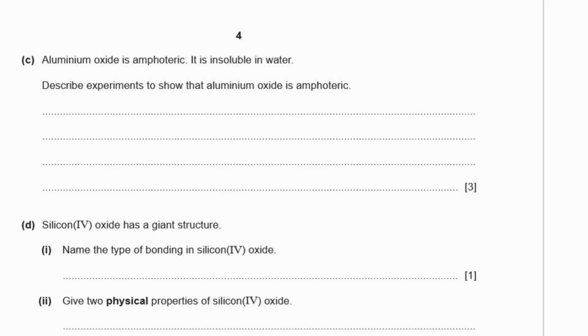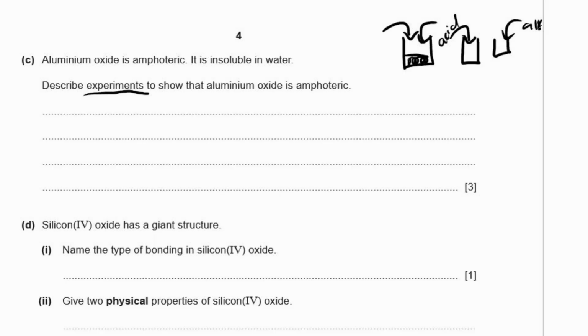All right, so now we have to describe, it says describe experiments. So you have to be clear that these aren't one step. So what you want to do is add some acid to the aluminium oxide, and then add some alkali to the aluminium oxide. But you need to be clear that you're adding them separately. You're not taking one container with some aluminium oxide, adding an acid and adding an alkali. So you have to be careful that your wording makes it clear that you put them in two separate containers. You add acid to one and you add alkali to the other. Okay, you have to be clear with that.